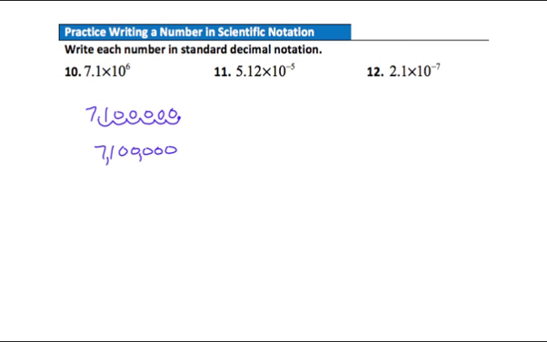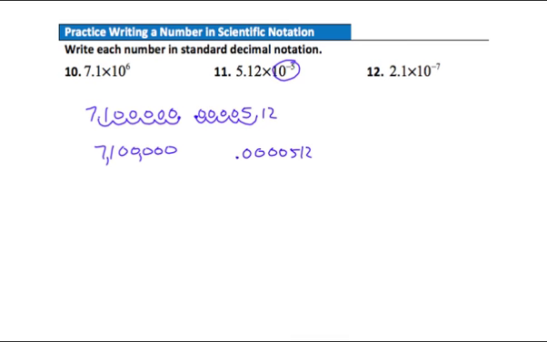Question 11, I'm taking this 5.12. Now I'm multiplying by 10 to the negative 5th. When I multiply by 10 to the negative 5th, I'm essentially dividing by 10 5 times, which is going to make this number a lot smaller. So I need to move this decimal to the left 5 places. So 1, 2, 3, 4, 5. There's my decimal. Let's add the zeros in. All right, let's see. So 0.0, 4 zeros, and 5, 1, 2.